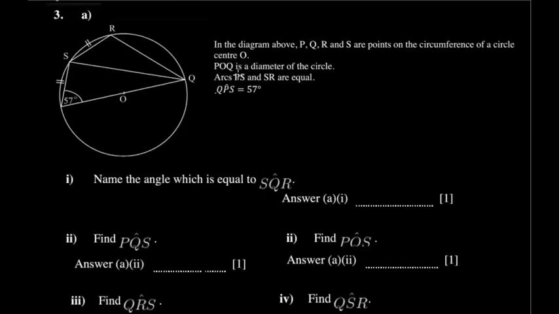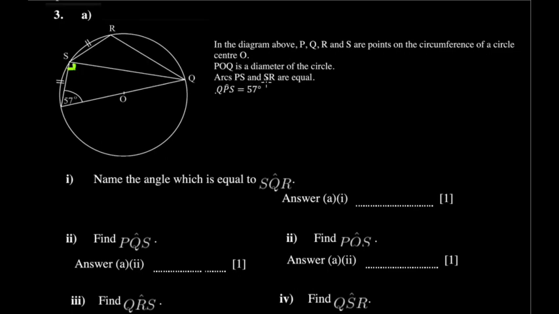So we have a circle geometry question. In the diagram, P, Q, R, and S are all points on the circumference, okay? So this is a cyclic quadrilateral, and POQ is a diameter of the circle. Whenever you're given a diameter, obviously, you have to look for the right angle here. So this is supposed to be 90 degrees. The angle formed at the circumference from the diameter is always equal to 90.